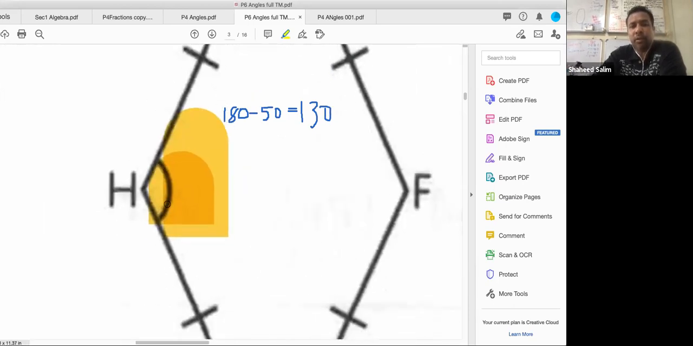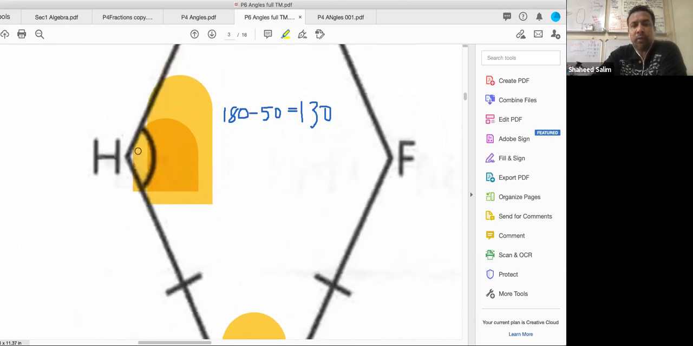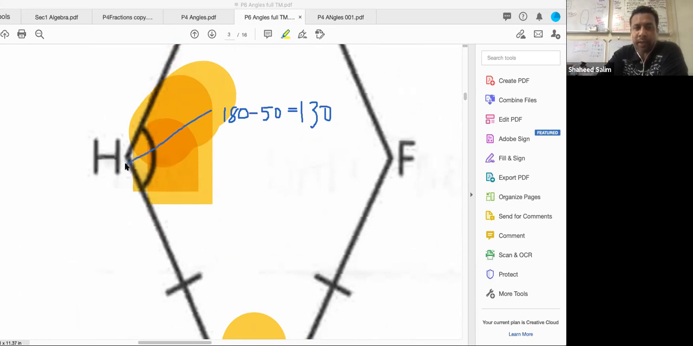Can you see now? If I were to draw 90 degrees, from the estimation you can see, down here 90 degrees is only like that. Can you see? So this one is more. So it must be more than 90. So in this case, 180 minus 50.